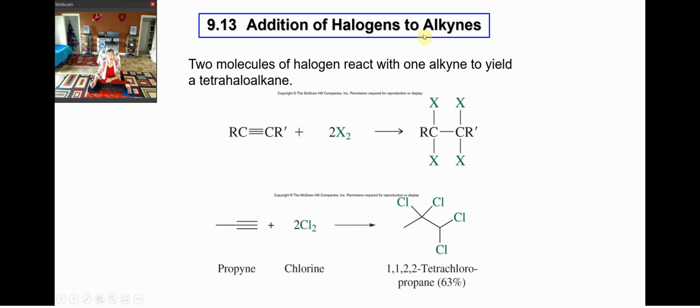Halogenation reaction of your alkyne, you also can have two possibilities. You can react it with 1 mole, so you produce dihalides, or you react your alkyne with 2 moles of halogens, you are going to produce tetrahaloalkane, or you form tetrahalides. So for example, I have my propyne reacted with 2 moles of chlorine.